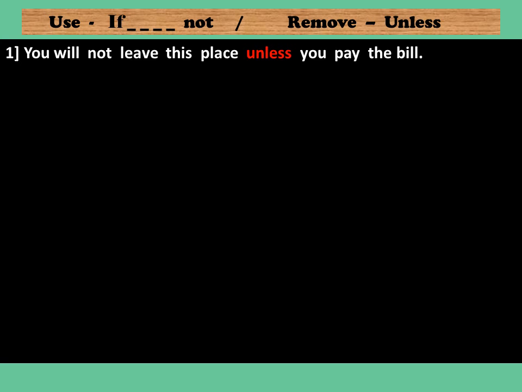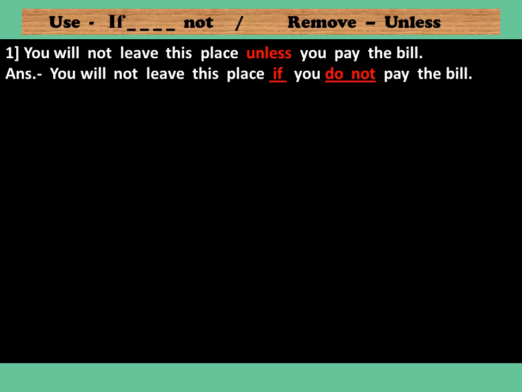after the helping verb. If there is no helping verb, we can take the help of do not, does not, and did not. We studied it before. Now its answer will be: you will not leave this place if you do not pay the bill. We write if in place of unless, and we take the help of do not because of the form of verb, and there is also no helping verb.